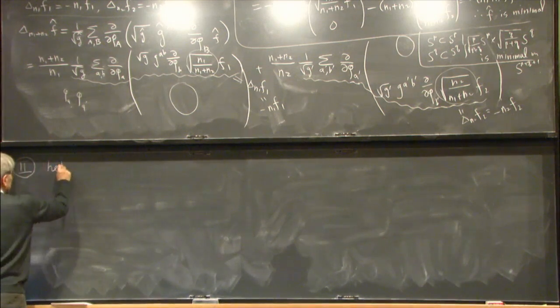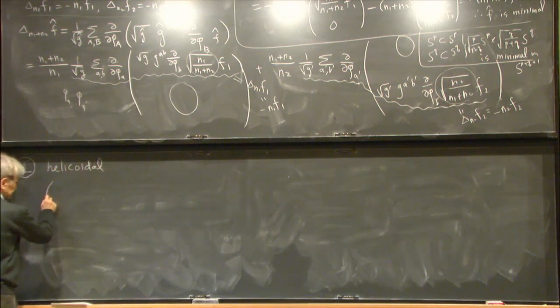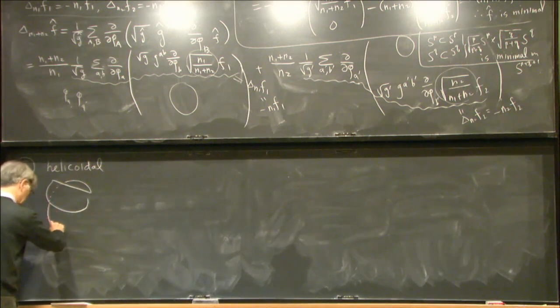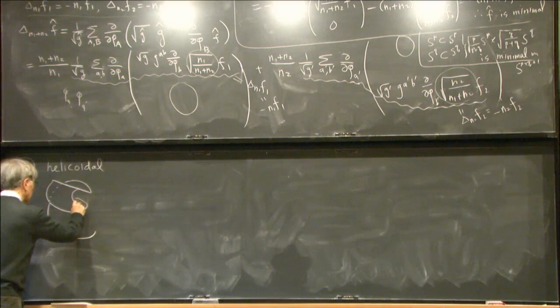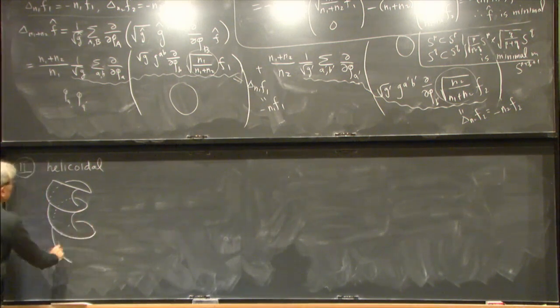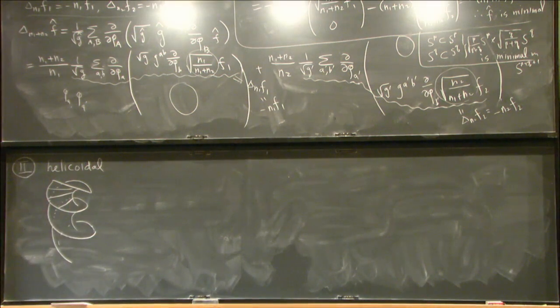The second property, helicoidal. Let me draw a picture of the helicoid. And this helicoid is a ruled surface, so there are many horizontal lines like this. And in a standard undergraduate textbook on differential geometry, there's a standard way of proving the minimality of the helicoid. But there's an easy way of showing minimality in this way.